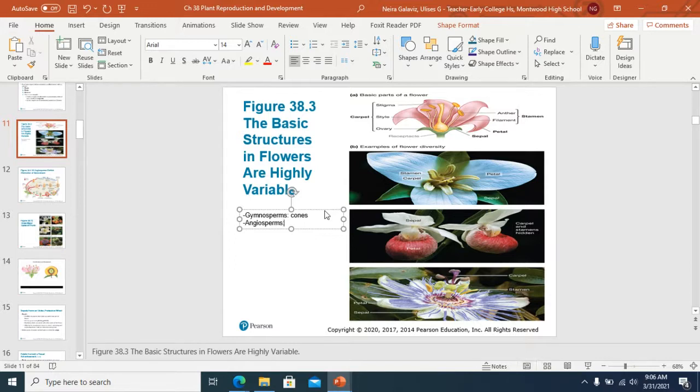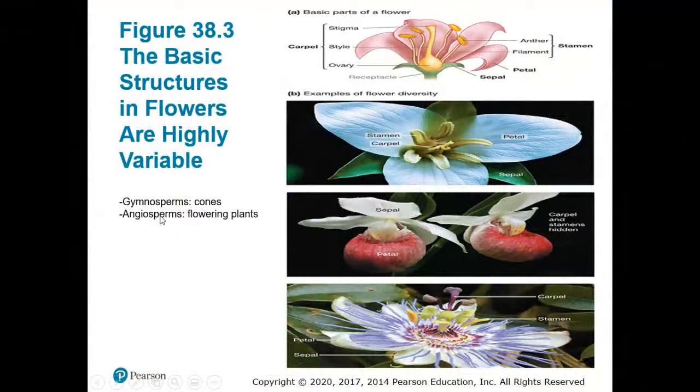Now, I'm going to focus most of the attention here on angiosperms. These are flowering plants. All right, so these plants produce flowers. They don't produce cones, they produce flowers. Flowers in angiosperms are the reproductive structures, as you hopefully by now know, right?